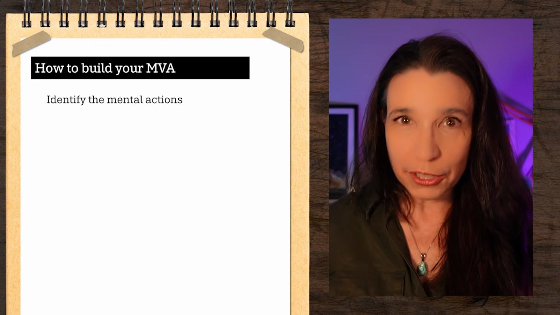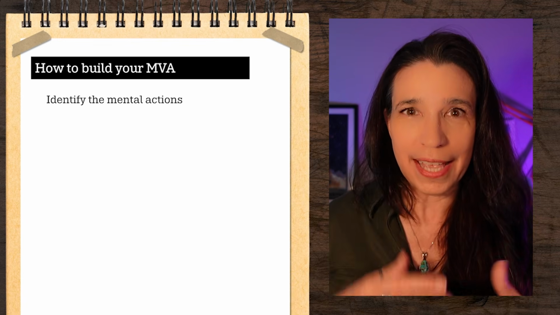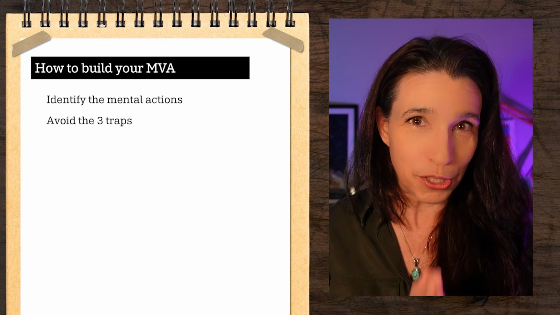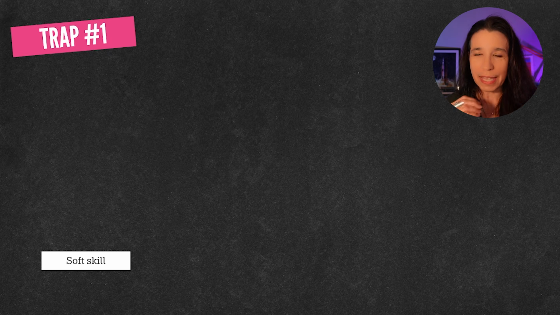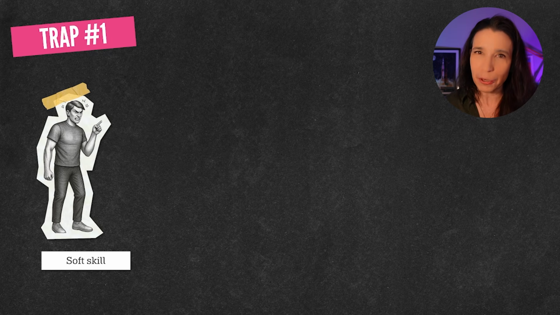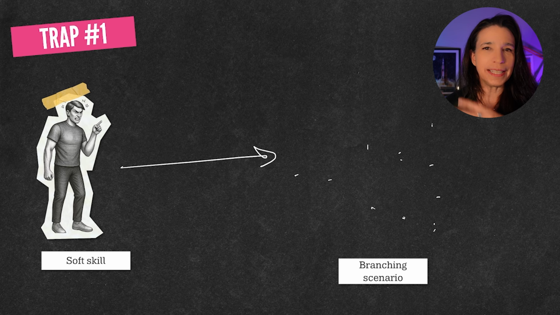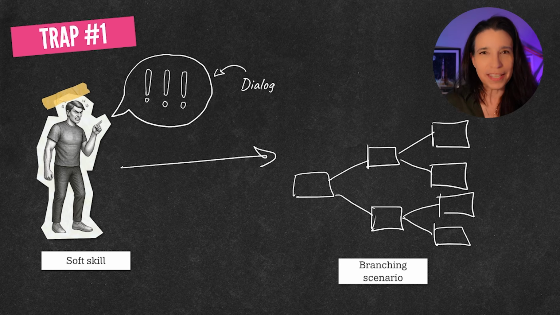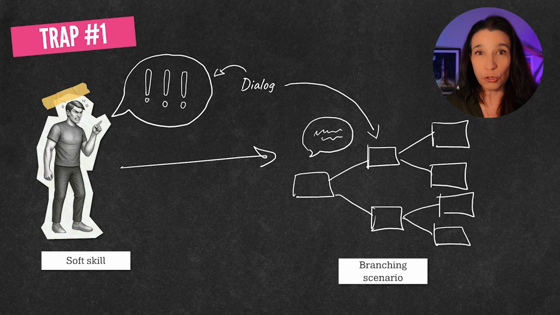That's why you have to find the right mental actions to practice, and in order to do that, there are 3 traps you need to avoid. Trap number 1 is if you're teaching a soft skill like dealing with an angry customer, people will often see that and default straight to a branching scenario because dealing with a customer involves dialogue, and branching scenarios are a common way to show dialogue.